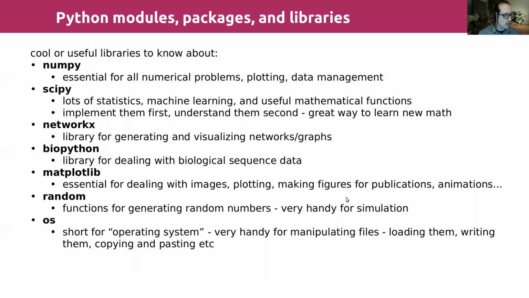Random. In the last video, I talked about how we can use random numbers to simulate things. And the random library is what we would use for this most of the time. It has functions for generating random numbers and for generating probability distributions and sampling from lists of objects.